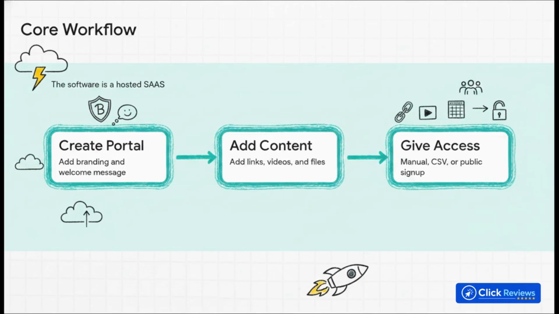Step 1, create a portal, which is where you add your branding, logo, and a welcome message. Step 2, add your content, like links, videos, and files. And Step 3, give members access. You can do that manually, through a CSV import, or by just allowing public self-registration.